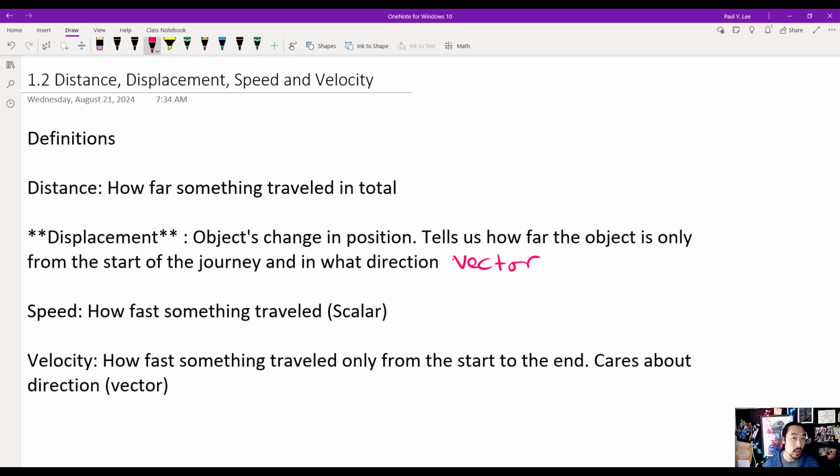All right, next up we have speed. Speed is how fast something has traveled, and speed is a scalar. It doesn't care about the direction, much like the speedometer in your car. It doesn't tell you what direction you're traveling, but how fast you're moving.